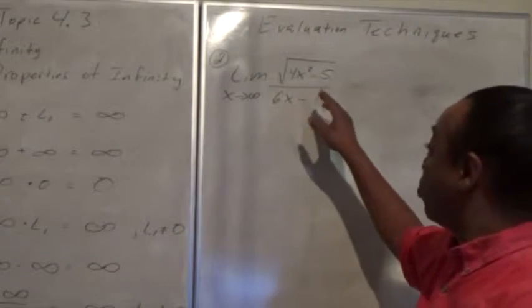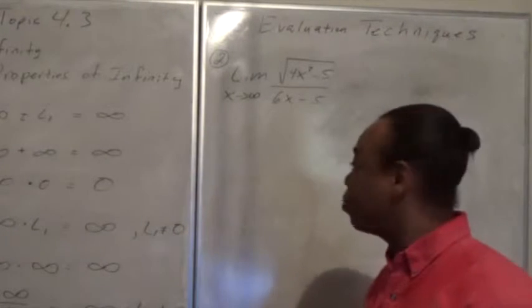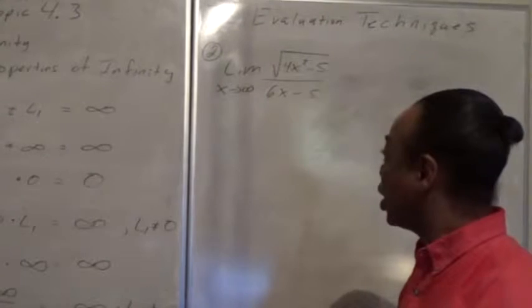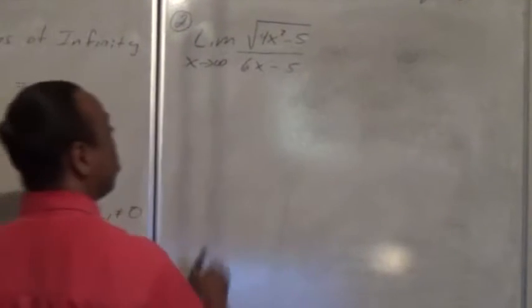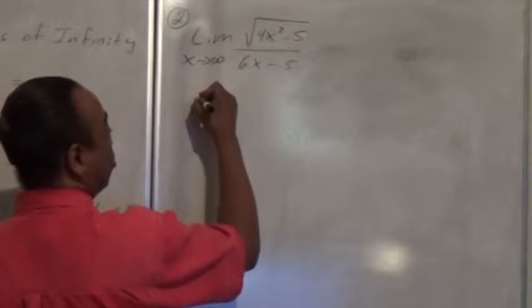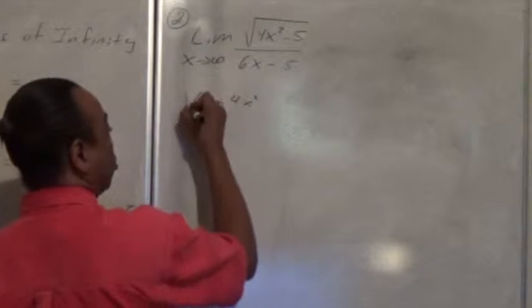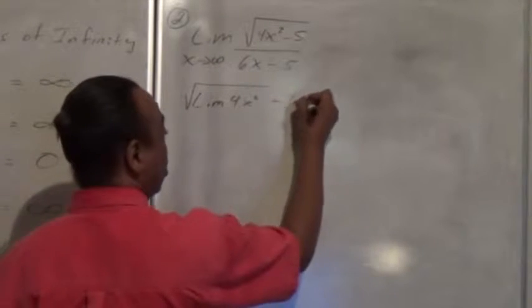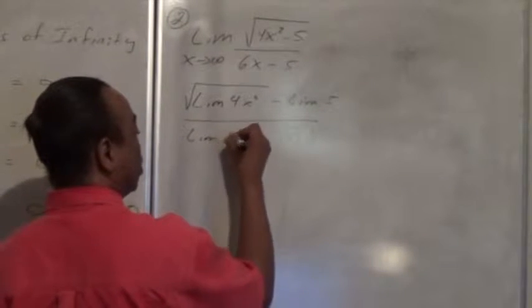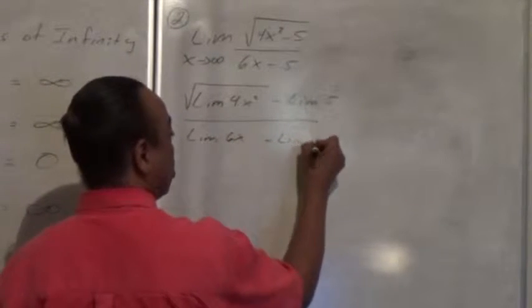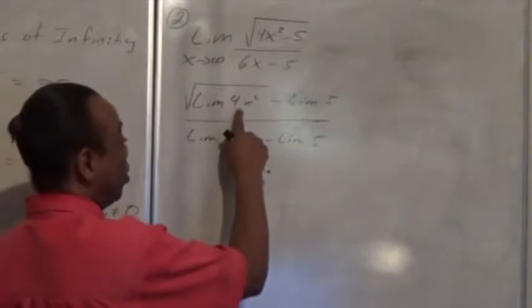The limit of the square root of 4x squared minus 5, over 6x minus 5, as x goes to infinity. Now, if we were to take the limit right now using our limit rules, we would have the limit of 4x squared, root of that, minus the limit of 5, all over the limit of 6x minus the limit of 5.